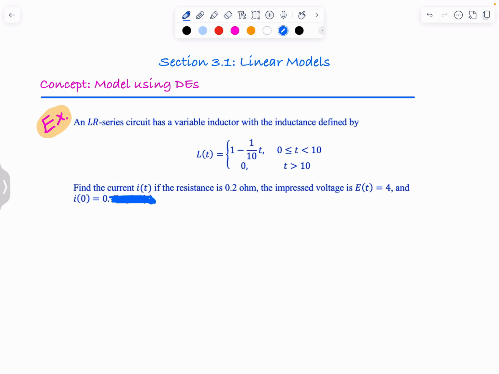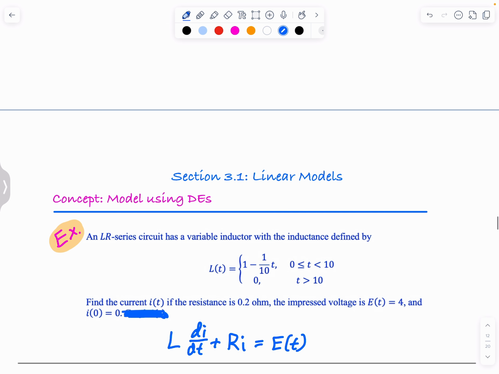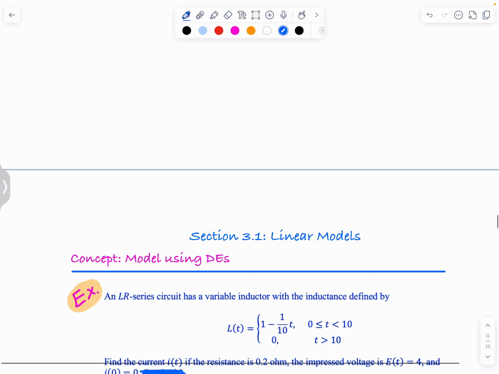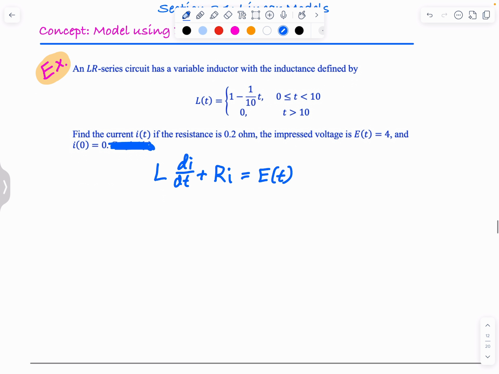So let's write down that one. Let me grab it for you from the above so you don't have to scroll back up. It is going to be L times DI, DI dt plus RI equals E of t. This I is not your imaginary number. Actually, Q is the charge, I was the current. L is the inductance. All right, so we have those things.